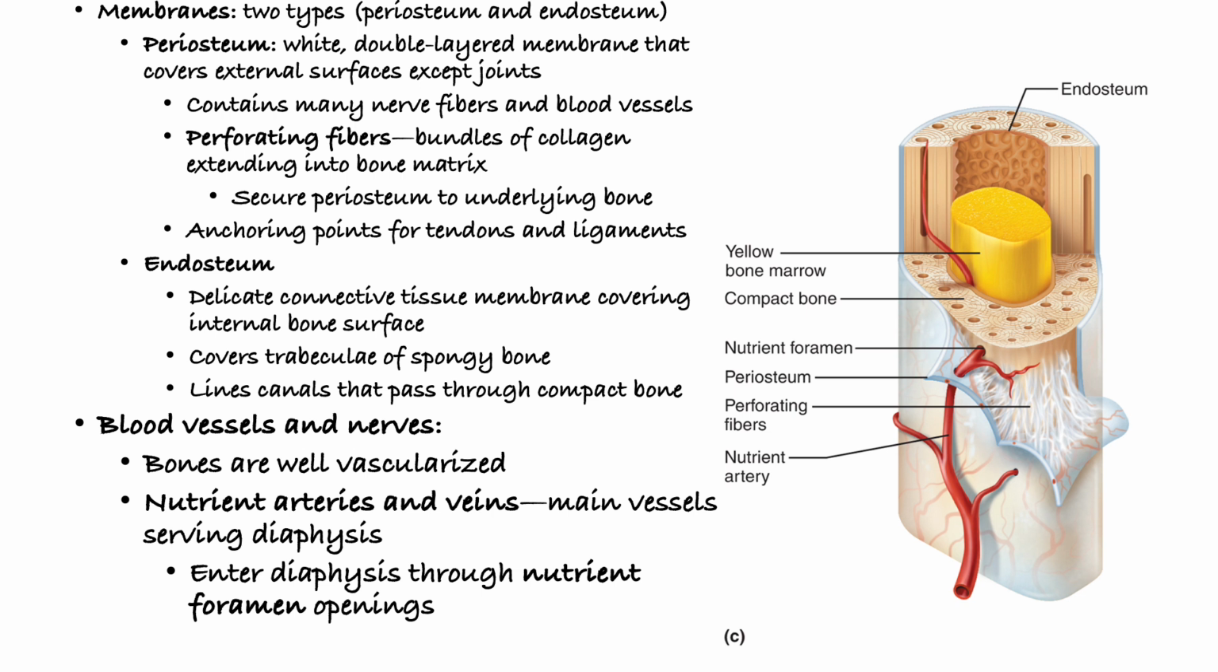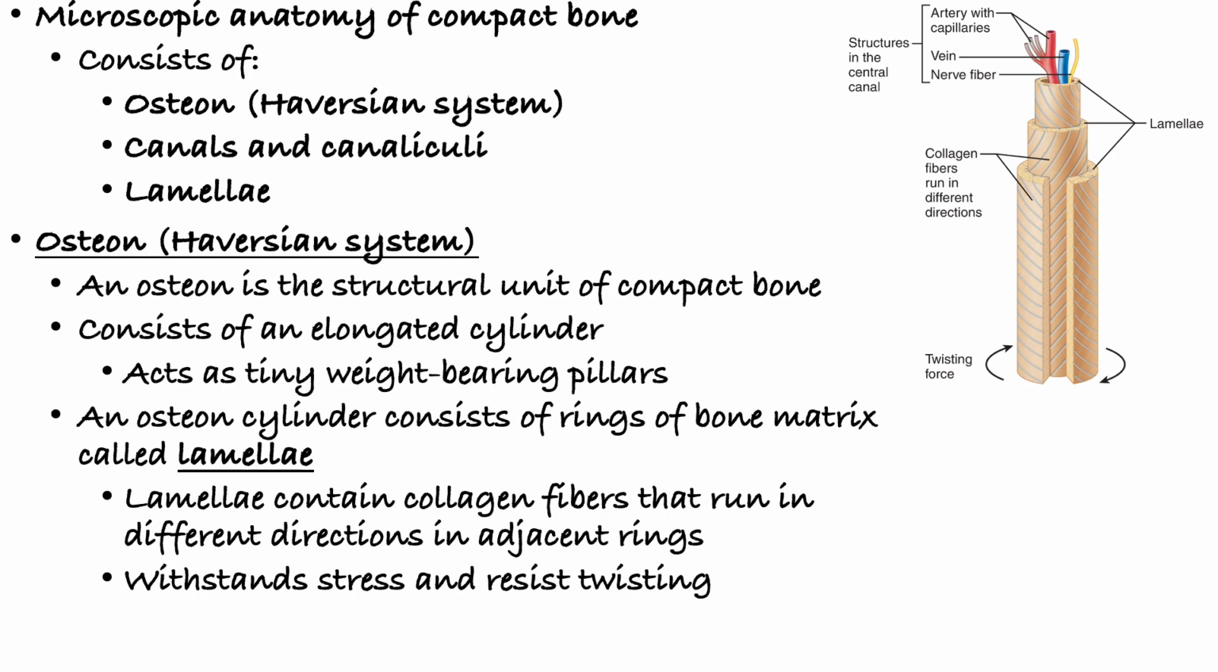So as you can see, bone is well vascularized. When you see bone from the outside, it doesn't look like it, but it has a lot of blood vessels, besides the fact that blood is made there. There are nutrient arteries and veins. These are the main ones that supply blood to the diaphysis, and they enter the bone through what we call the nutrient foramen, which is basically a hole in the bone for all of these blood vessels to go through.